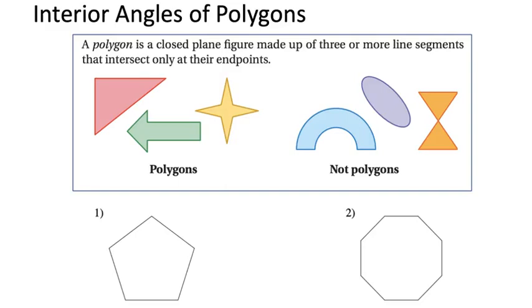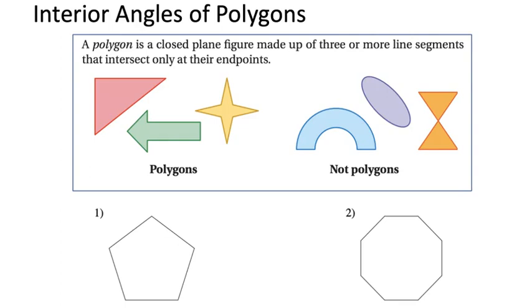Hello everyone. Today we're going to talk about interior angles of polygons. Now a polygon is a closed plane figure. Now closed, that means it's all connected. Plane figure just means it's two-dimensional and made up of three or more line segments that intersect only at their endpoints. So here on the left we have three examples.